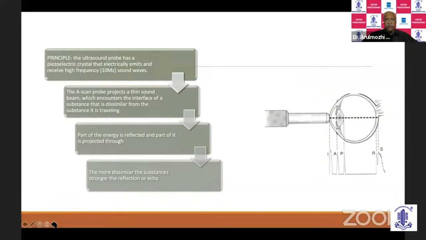Whatever sound is reflected back from the reflecting surfaces, whenever there is a difference in sound transmission from one media to another, some amount of sound is reflected back, and this reflection is read off as spikes. By measuring the spikes that come back as reflections, we can measure the distances. So we can measure the anterior chamber depth, the lens thickness, and the axial length.